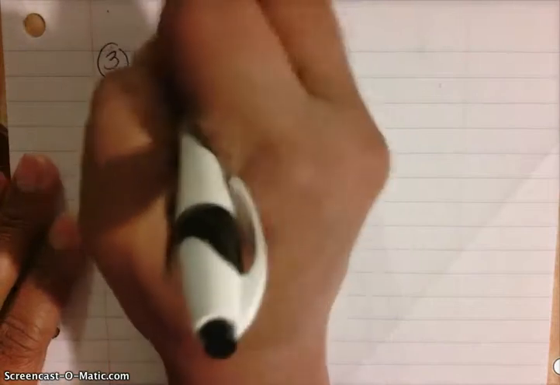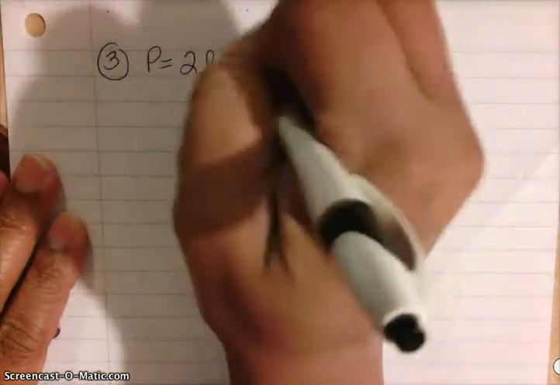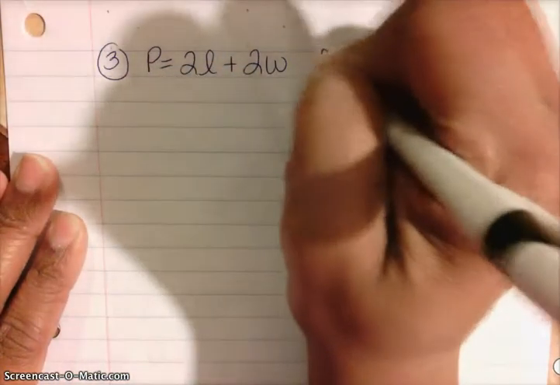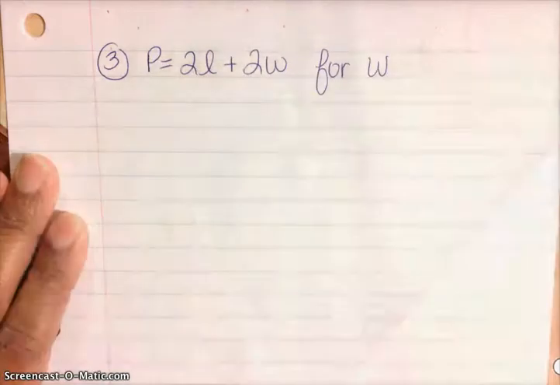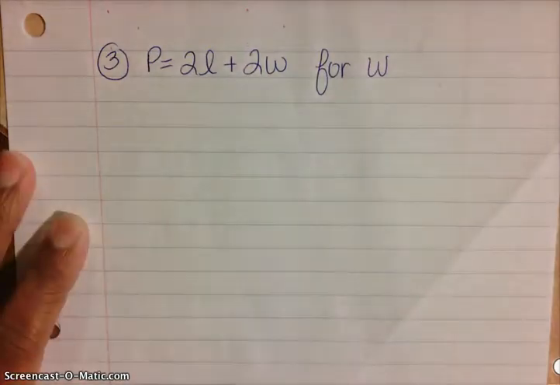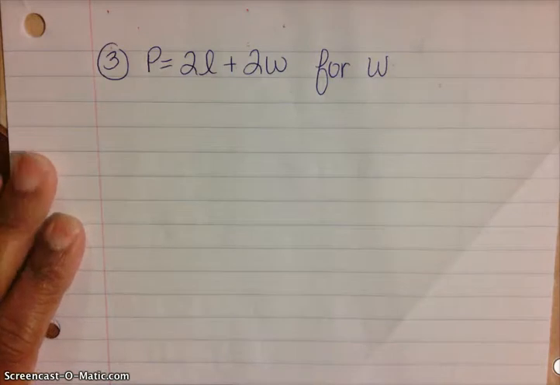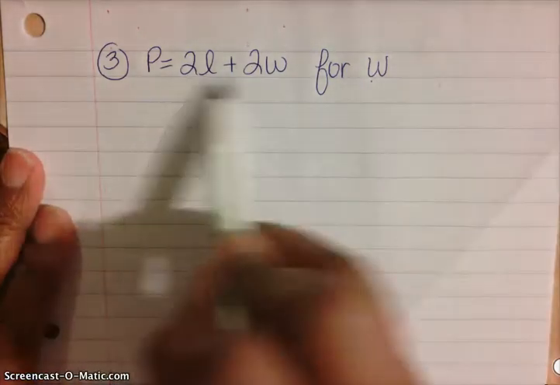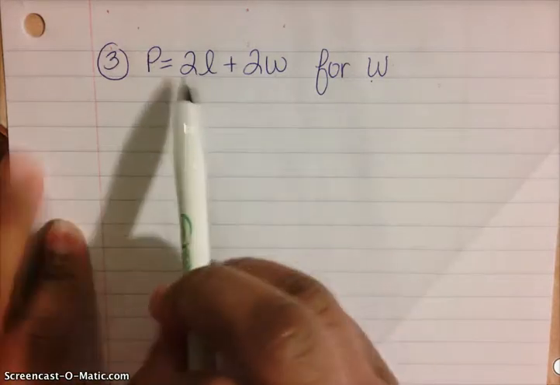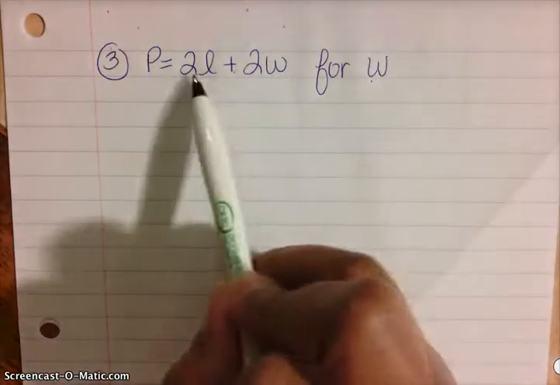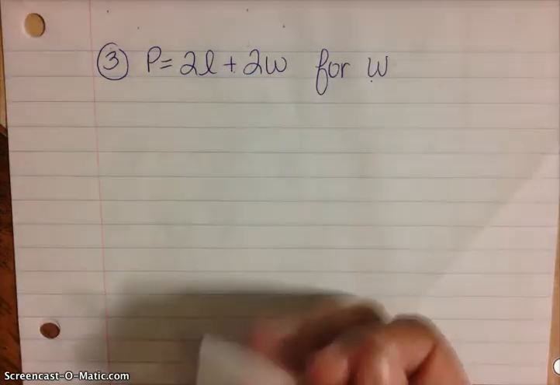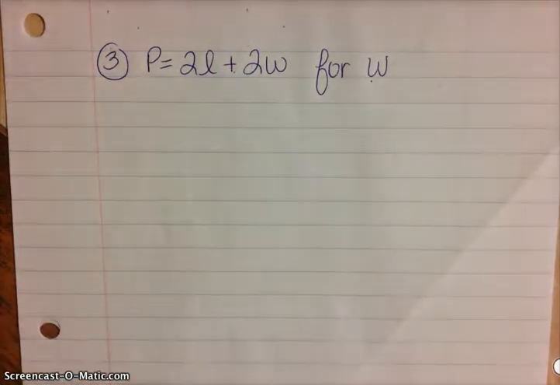Okay, so now let's look at P equals 2L plus 2W, and we're going to solve for W. Now this formula should look familiar because it's the formula that we use to find the perimeter of a rectangle. We're going to solve for W, so we need to focus on this side of the equation. In this equation, we have some addition and multiplication. The inverse of addition is subtraction. The inverse of multiplication is division. So we have to do some subtracting and dividing.